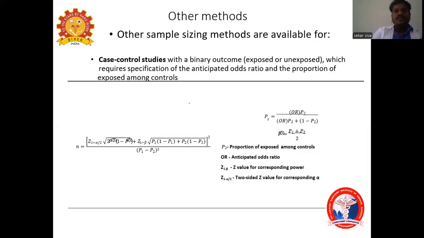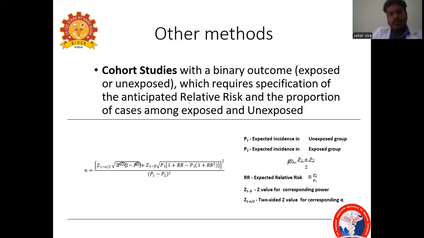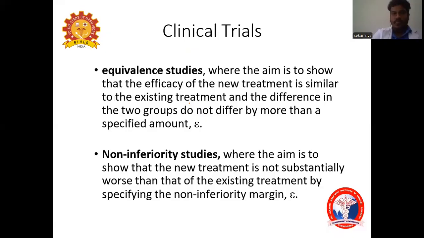So these are the other sample size methods available for case control studies, cross-sectional studies, and cohort studies. The case control studies have a binary outcome, exposed or unexposed, which requires specification of the anticipated odds ratio and the proportion exposed among controls, and other methods. For cohort studies, with the binary outcome of exposed or unexposed, it requires specification of the anticipated relative risk and the proportion of cases among exposed and unexposed.